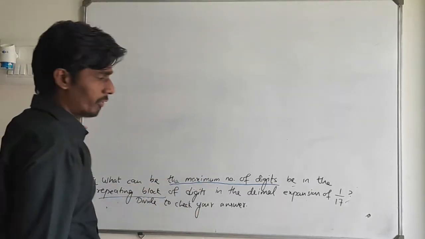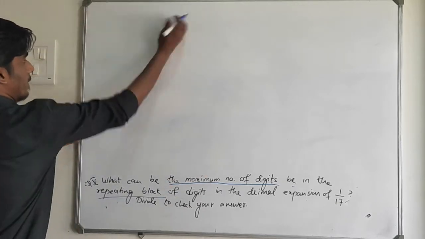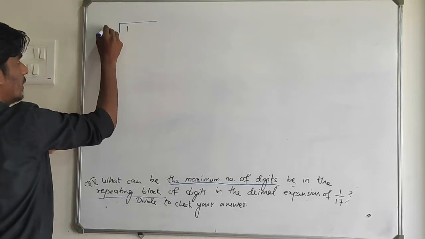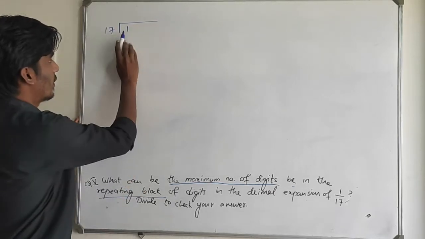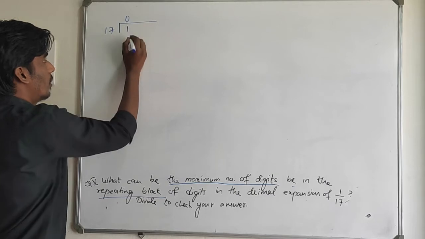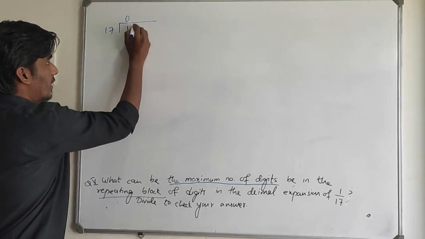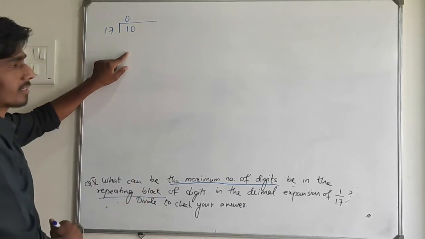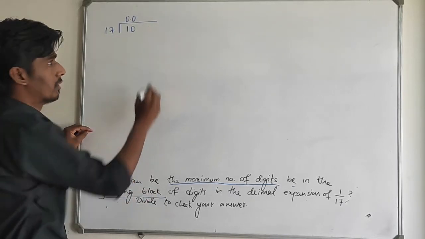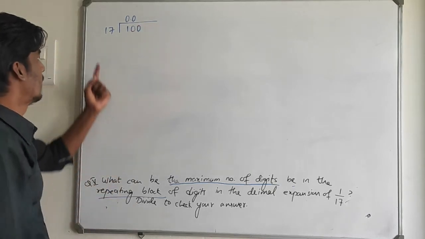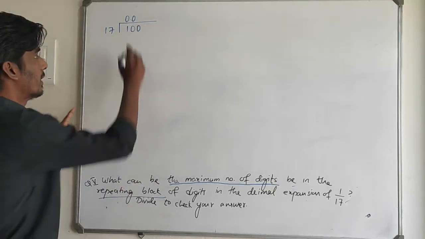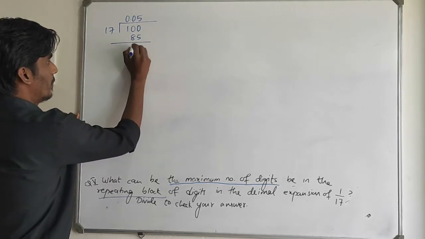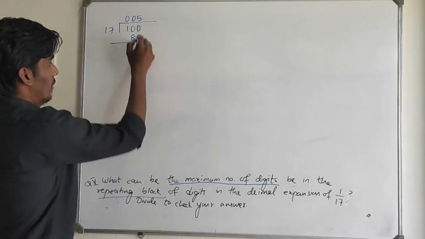So it's quite a long division. Let's start: 1 divided by 17. Definitely 1 is not divisible, so I'm going to take 0 here. Then if I take one more 0, 10 is still smaller than 17, so again I have to take one more 0. Then it becomes 100. Now 17, how many times in 100? 5 times 17 is 85. So the remainder is 15.